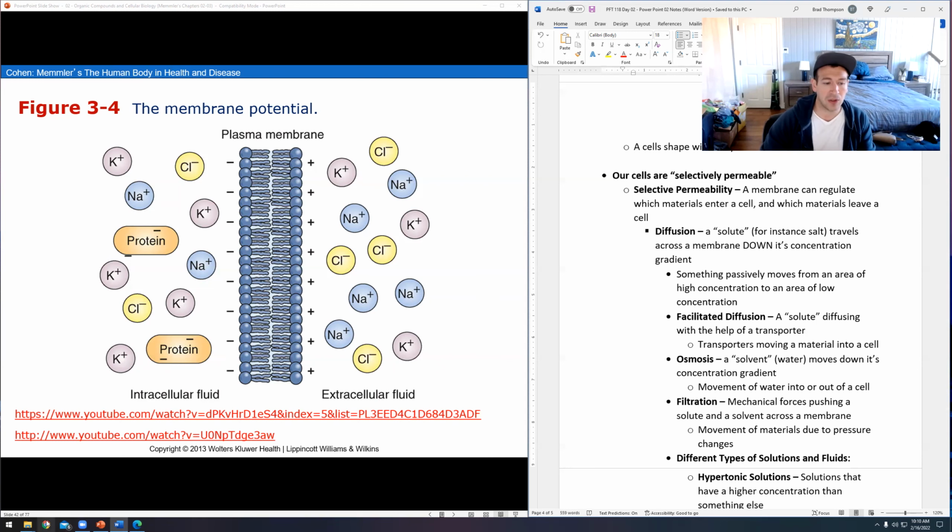Now, if you look at sodium and potassium, you'll notice there's 1, 2, 3, 4, 5 potassium ions over here and 2 sodiums. And over here we've got 1, 2, 3 potassiums and 1, 2, 3, 4, 5 sodium ions. Sodium is a highly positively charged ion, right? And potassium is also positively charged, but it's less positively charged. Because of that, there's a difference in charge here. You've got a negative end on one side of the cell, and a positive end on the other.